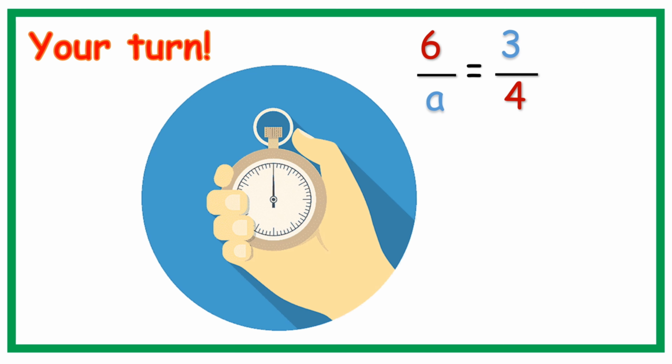Now, it's your turn. Solve 6 over a equals 3 over 4. Timer starts now. I'll give you 30 seconds.